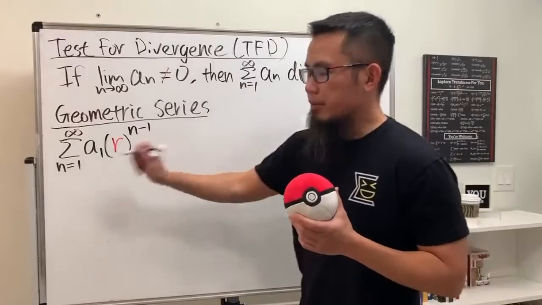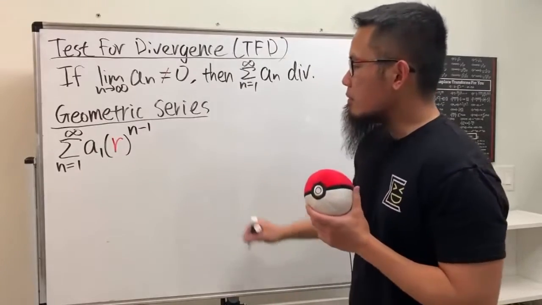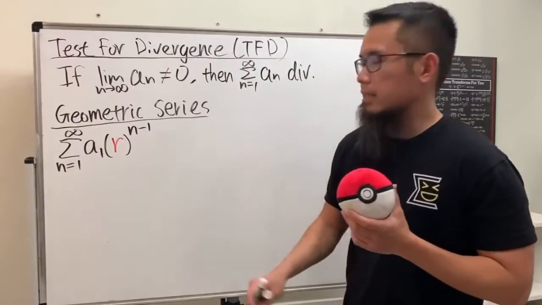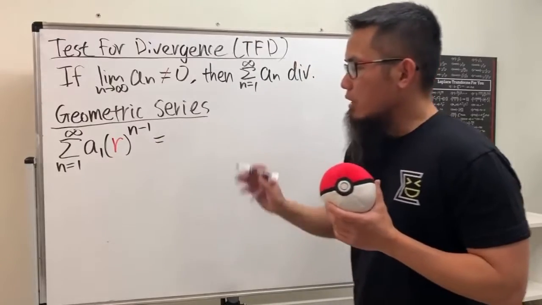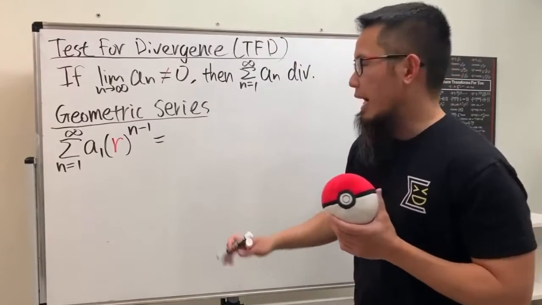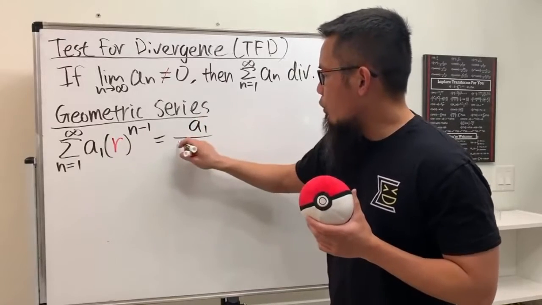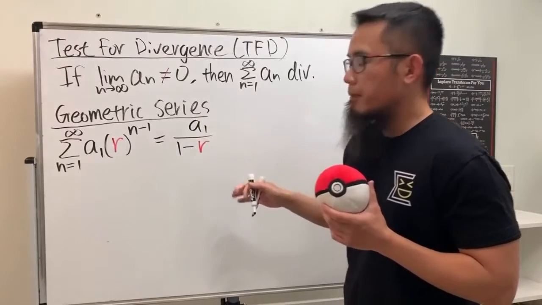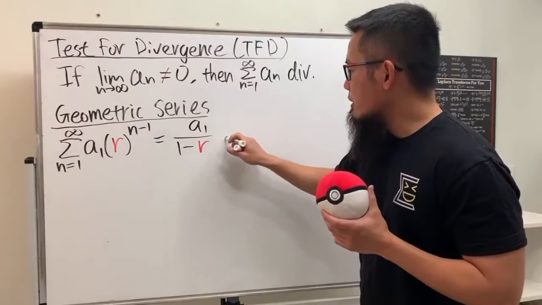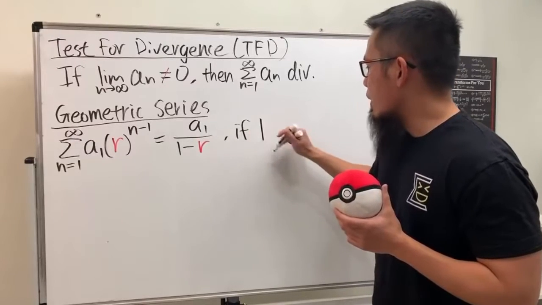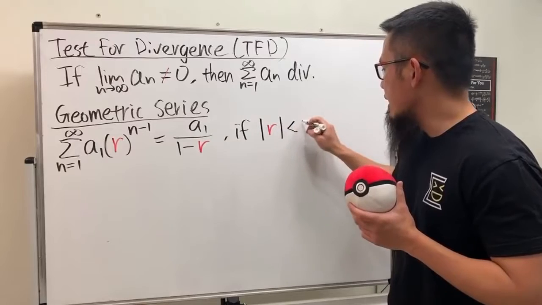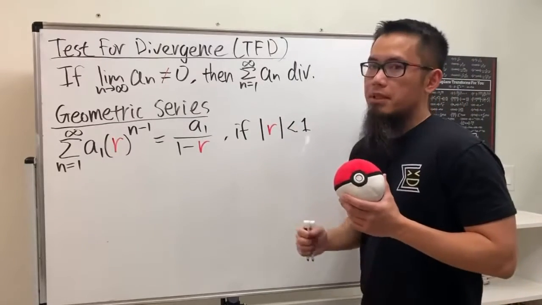And once you have this right here, let me tell you, you actually get to know if it converges or not. Well, better yet, if this right here converges, you will know that this right here will converge to a1 over 1 minus r, alright? However, though, this only works if the absolute value of r is less than 1. So keep this in mind as well.